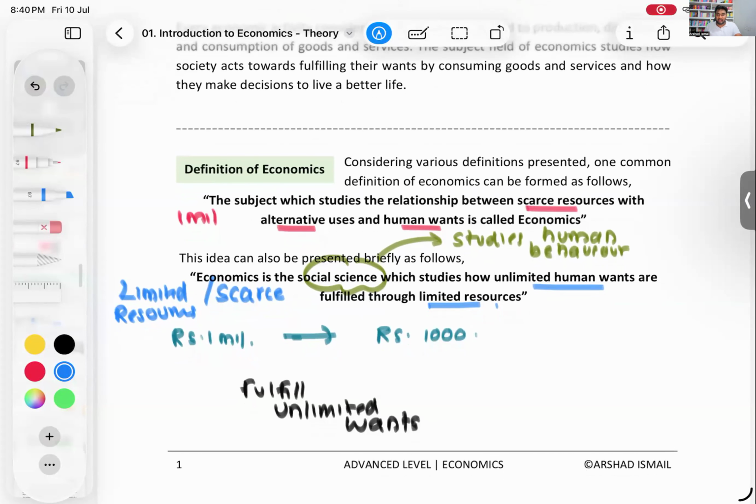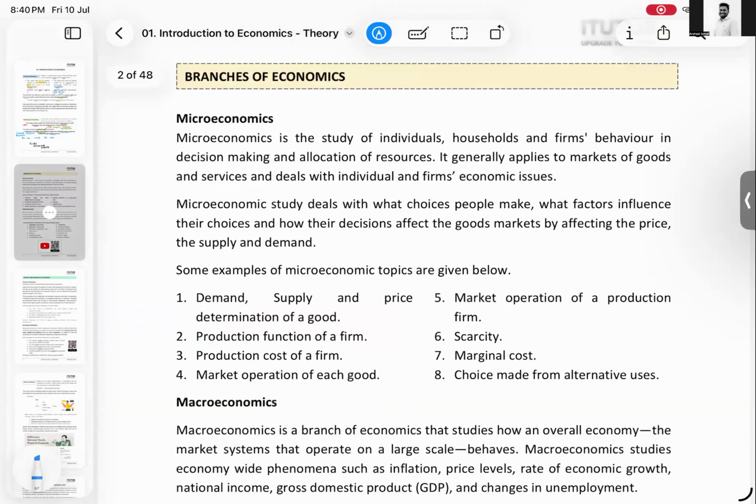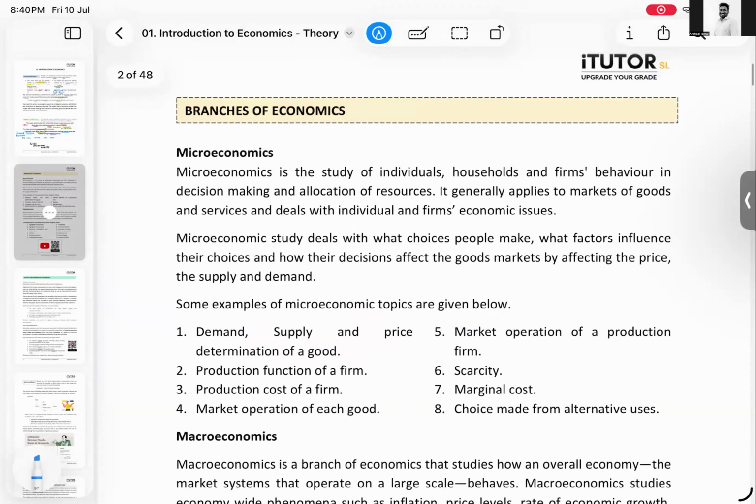Okay. Done. Now we'll go to the next part. Afterwards I'll summarize the whole thing again. Don't worry. We'll go into the branches of economics. Very simple. Now listen carefully. There are questions in today's quiz. We'll see who's listening carefully.